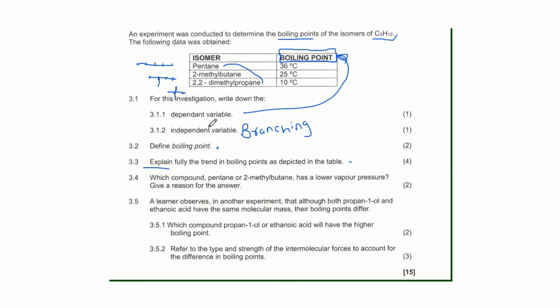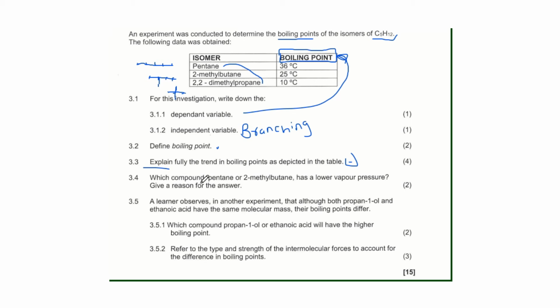In other words, the number of branching was increasing, and the amount of London forces decreases, resulting in weaker intermolecular forces that require less energy to overcome. In other words, lesser energy will be needed to overcome this. So that's the explanation you can make as far as 3.3 is concerned.